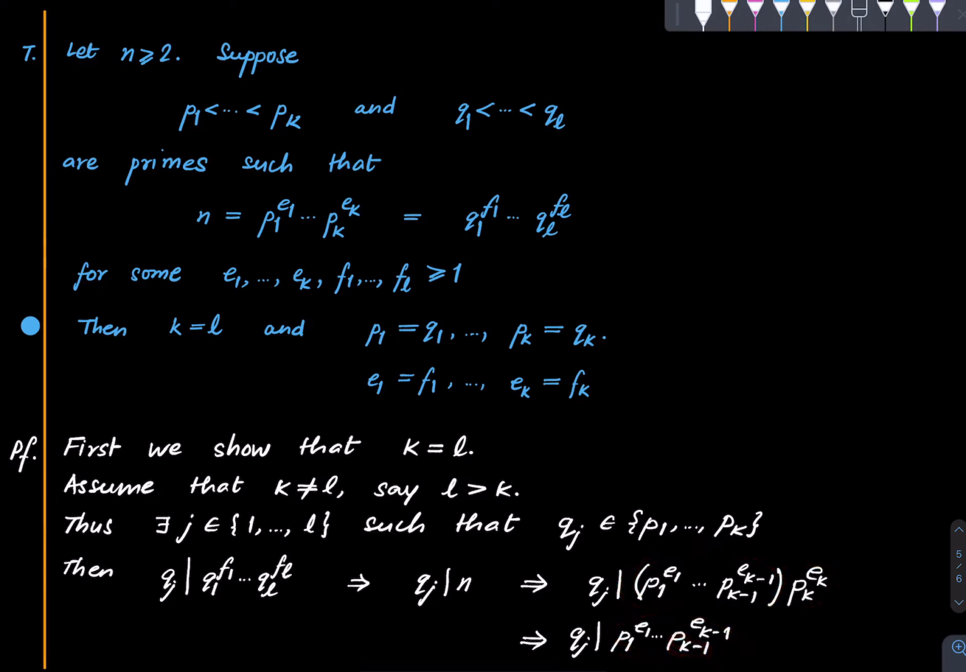And if you keep going, it will turn out that qj divides 1, which means that qj is actually not a prime. A prime is always greater than 1. So that's a contradiction. And therefore, our assumption that L is greater than K is false. Similarly, if we assume that K is greater than L, that will also be false. And hence we have established that K is equal to L.